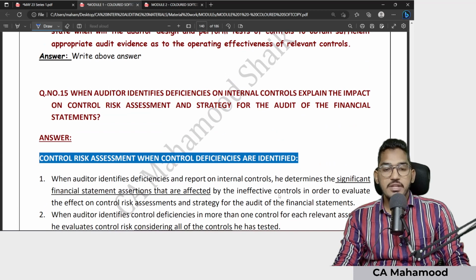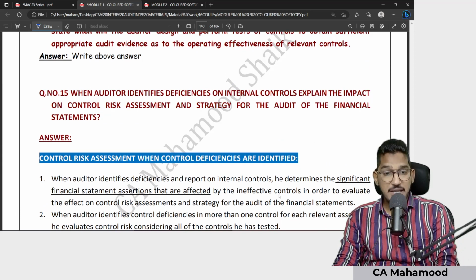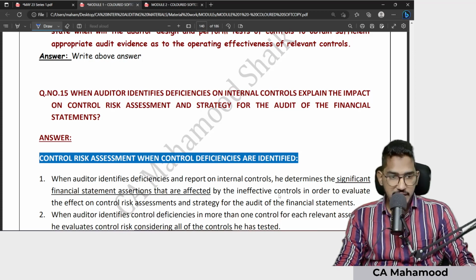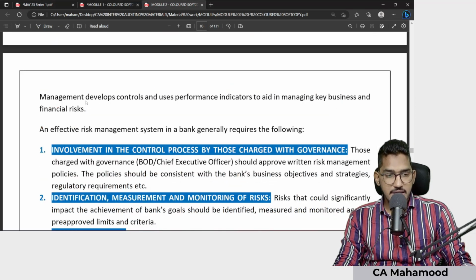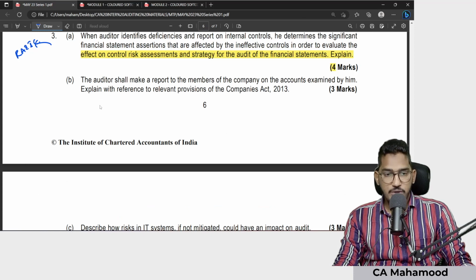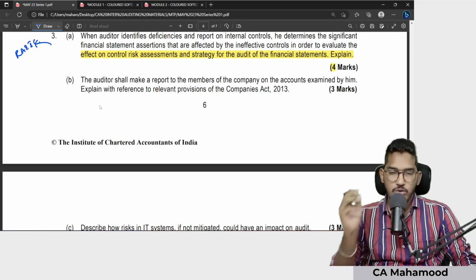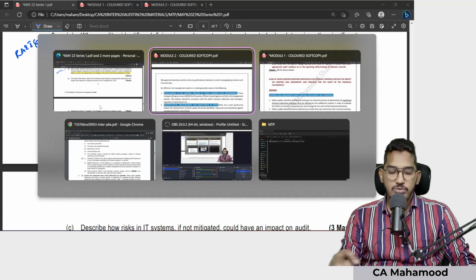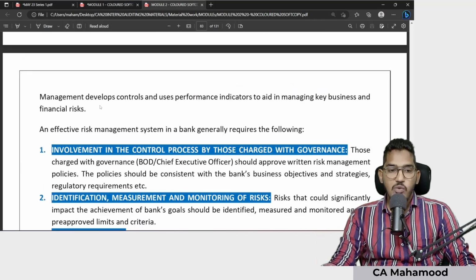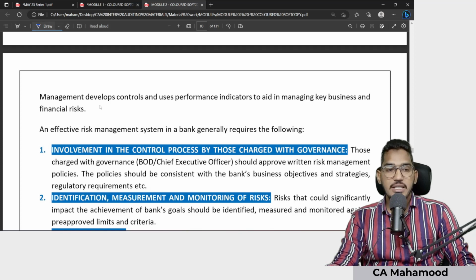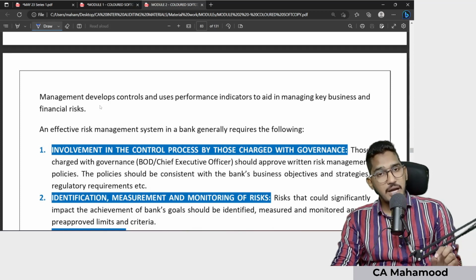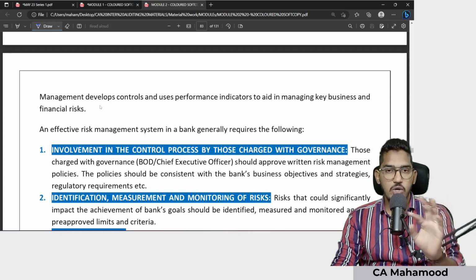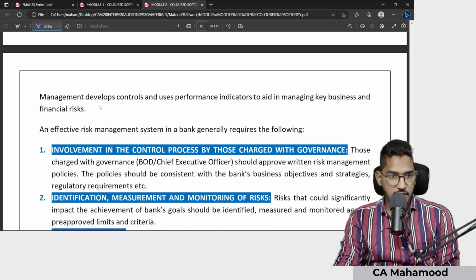So when an auditor identifies deficiencies in internal control, explain the impact on control risk assessment and strategy for the audit of the financial statements. The same question they are asking here, even in the MTP also. So if you find any control deficiency, how is it going to have an impact on the strategy of audit? Whenever you find any deficiency in internal control, first you need to determine, is there only one internal control or is there a group of internal controls.